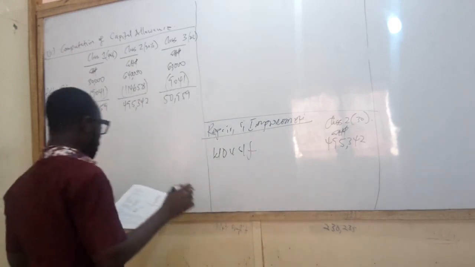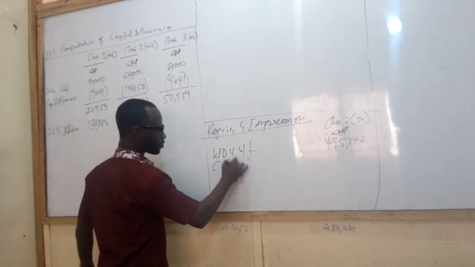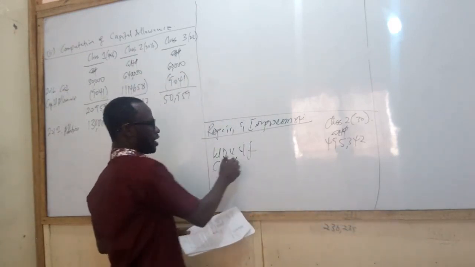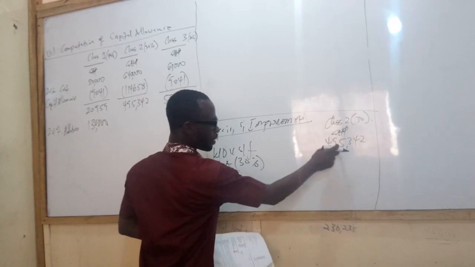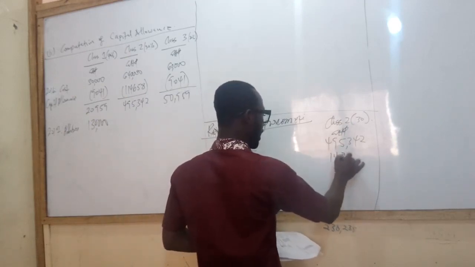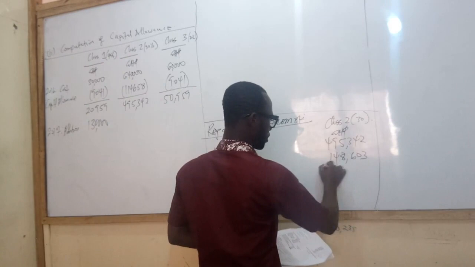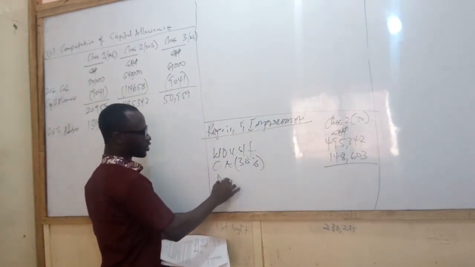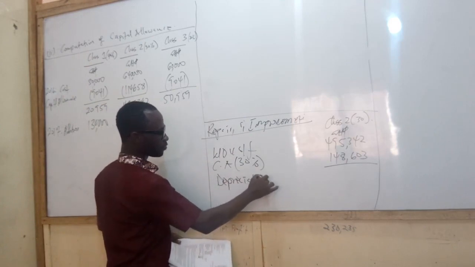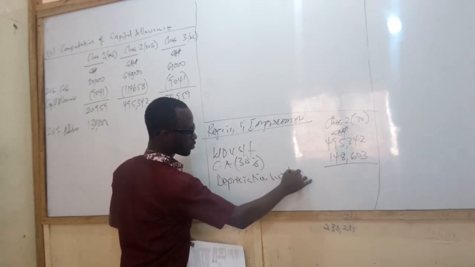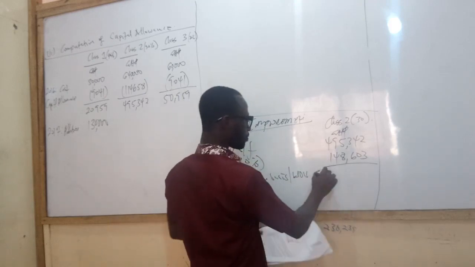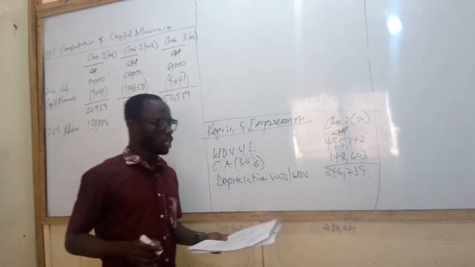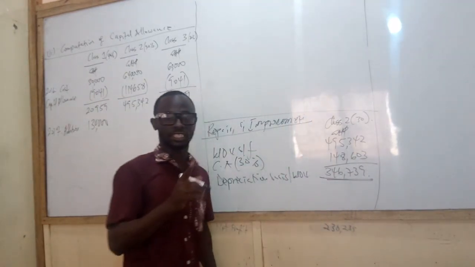495,342. Then what do we say? Capital allowance. Remember, this is going to be a full year. So when we do the capital allowance, 30% of this particular figure, we will get 148,603. So when we subtract or we get it down, the depreciation basis or the written down value of the asset is now going to be 346,739. So this is the written down value of the assets.